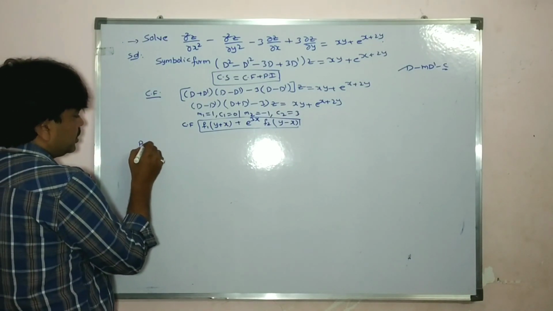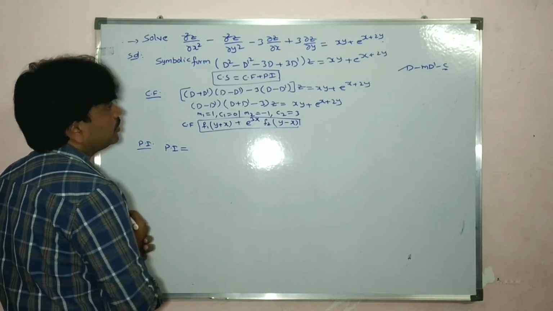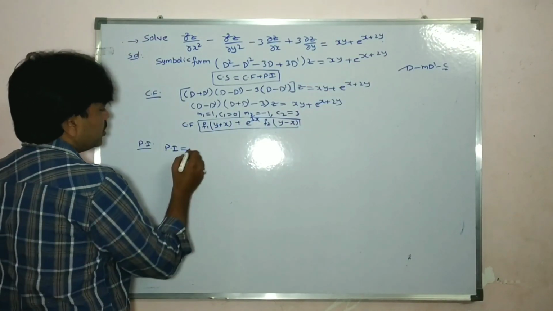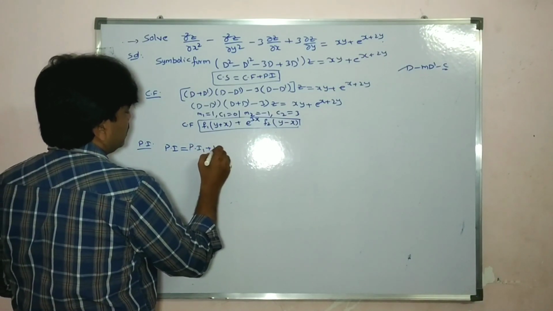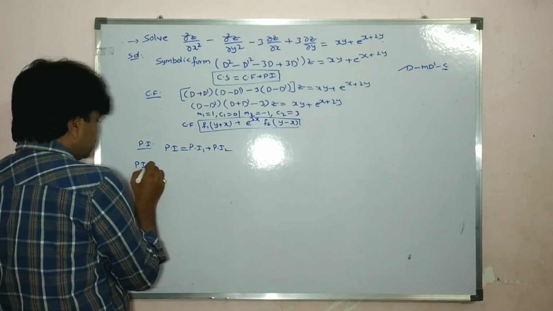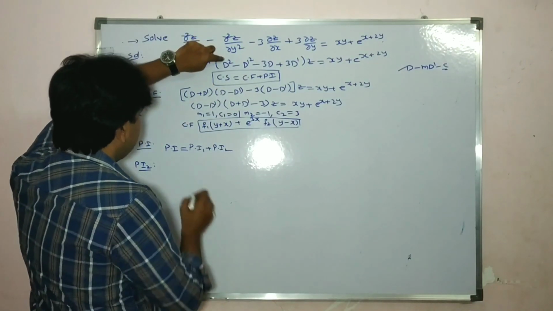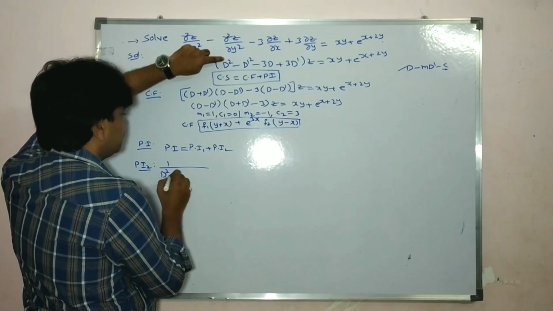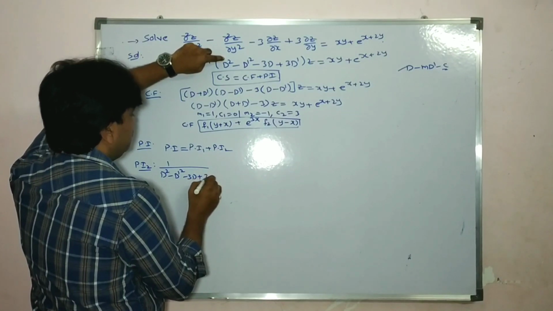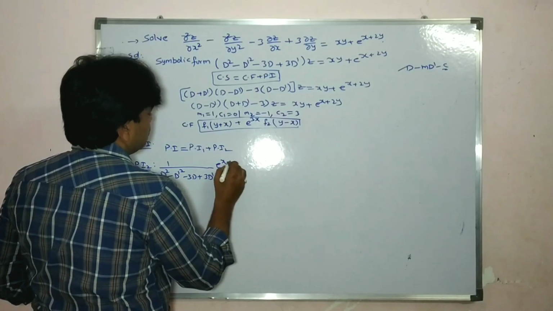Now the particular integral, students. I want to write it here. There are two terms, students: xy and e power x plus 2y. So I want to write particular integral 1 plus particular integral 2. First I want to find particular integral 2, students. What is particular integral 2? I can write here 1 by D square minus D dash square minus 3D plus 3D dash into e power x plus 2y.